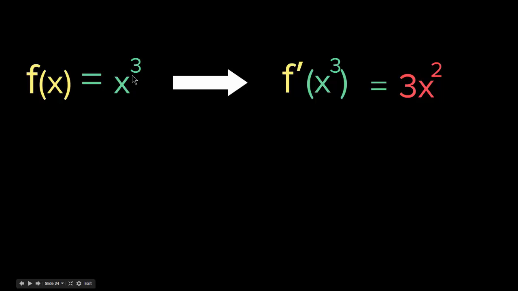So for example, if this 3 was 5, the derivative of this function would be 5x to the fourth. If it was 10, it would become 10x to the 9. You multiply your power by the constant that you have and you put it in front, and then you subtract 1 from the power, and then everything becomes fine. So let me give you another example.